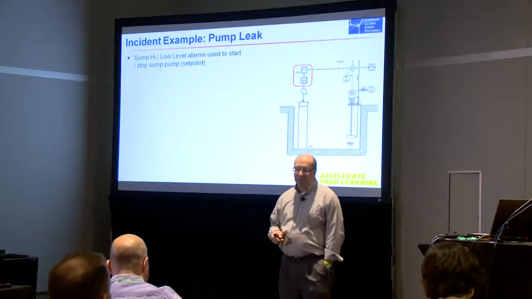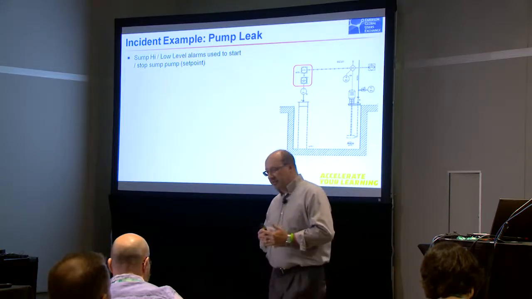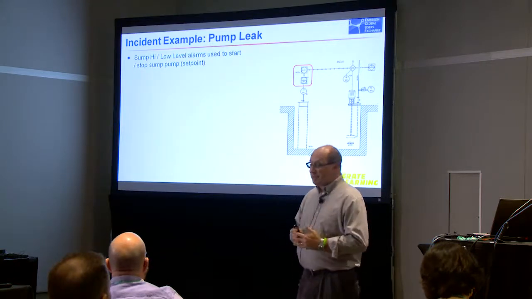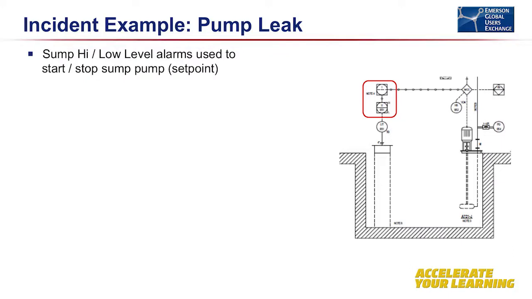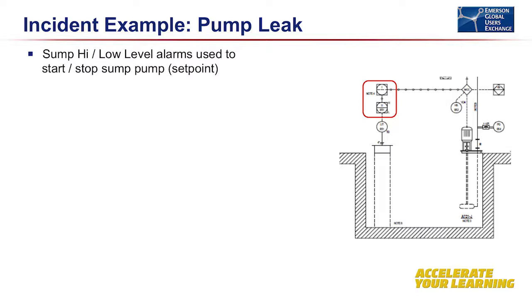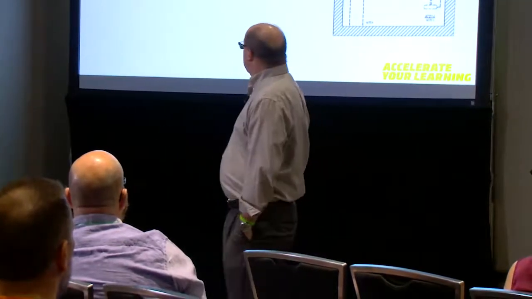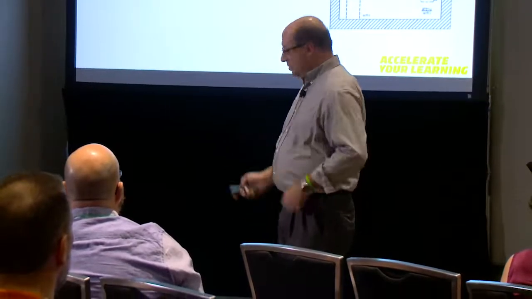Let's take a look at an example of where nuisance alarms, or having some of those alarm management villains present in your plant, can result in a dangerous situation. This is a pretty common design, sump pumps, where we have an automatic pump that, based on the level in the sump, will automatically pump the water out. It's designed with a high and low level alarm that are also used to automatically turn on and turn off the pump. The pump will turn on at the high level alarm and turn off at the low level alarm. So obviously the operator is going to see a high level alarm and a low level alarm every time the pump works.